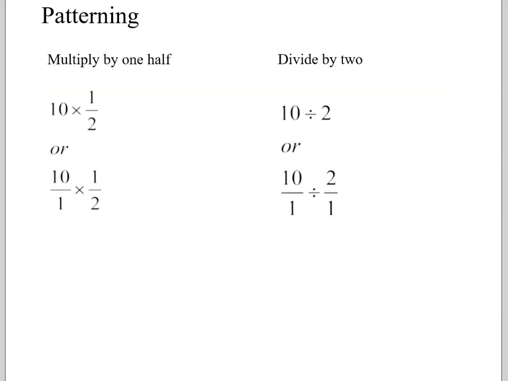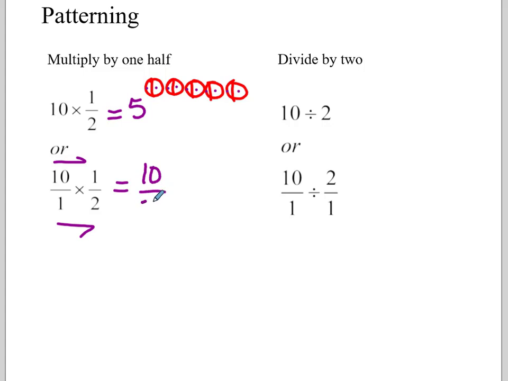Okay, so now if we look at a patterning approach, if we have 10 times a half, that's 10 groups of a half, and we can draw that out if we want. If we count them up, 1, 2, 3, 4, 5, 6, 7, oops, 8, 9, 10. So there's 10 halves all put together, and they make a total of 5. If we put our placeholder in down here and we multiply across the top like our multiplication shortcut says to do, we would have 10 over 2, and if we reduce that, that would be 5.